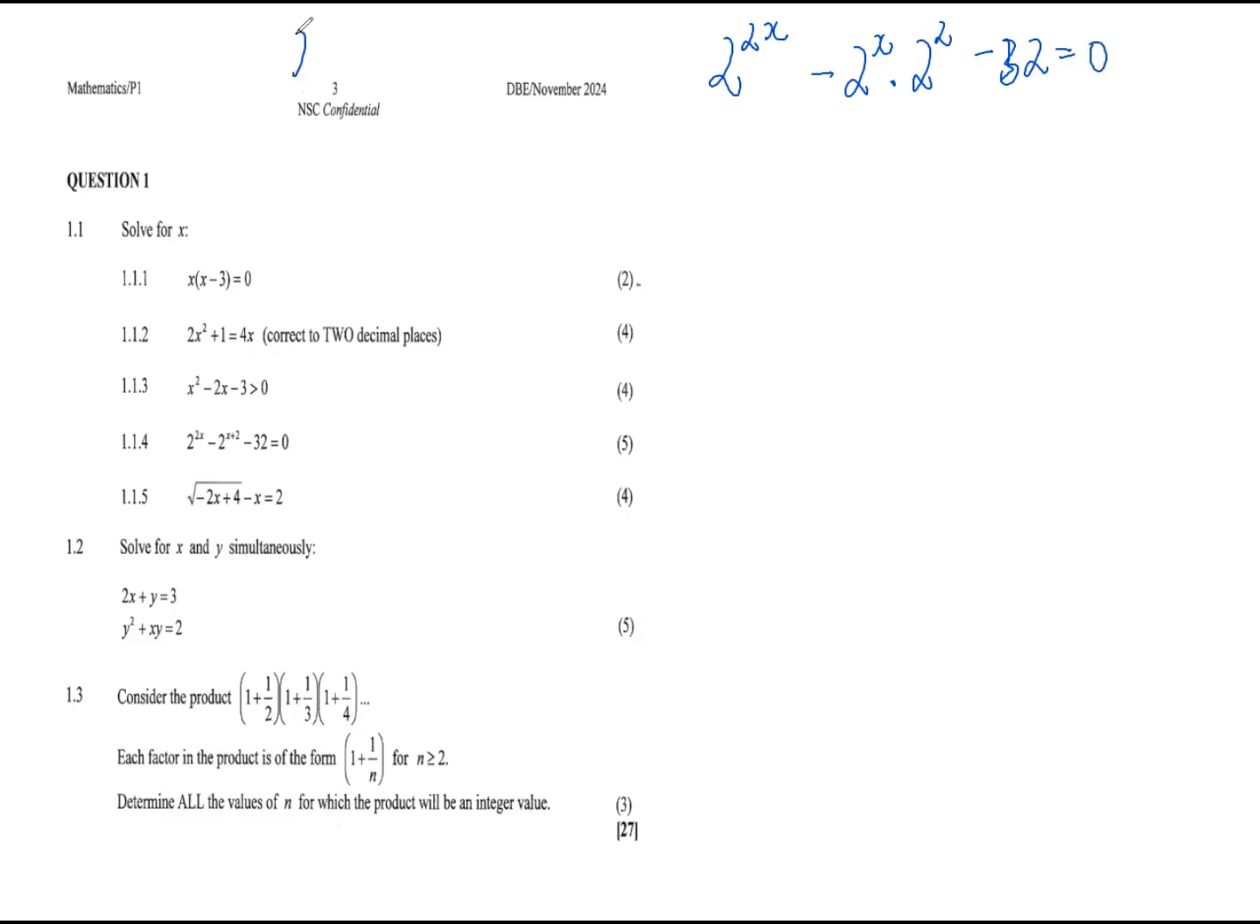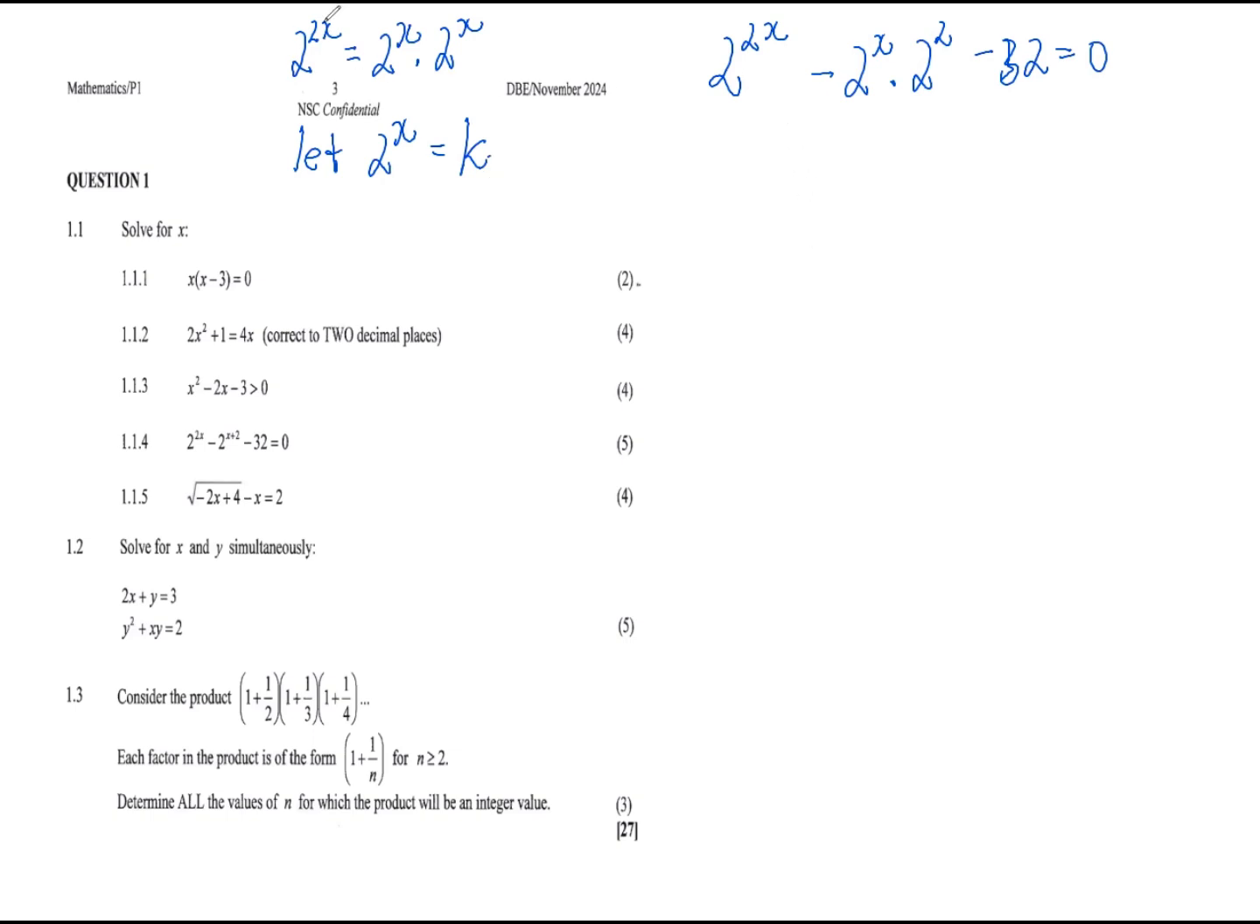Now, we do know that 2 to the exponent of 2x, according to our exponential laws, is 2 to the exponent of x and 2 to the exponent of x. So in this case, we're going to say let 2 to the exponent of x be expressed as k. So instead of solving for x here, I'll start by solving for k.